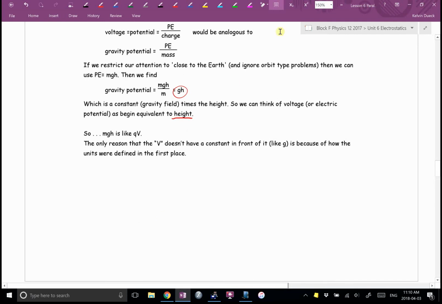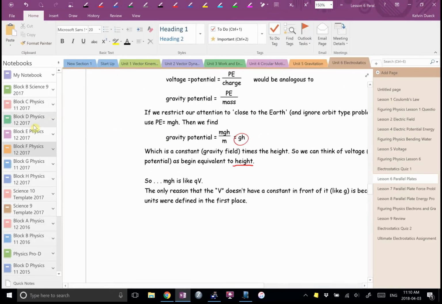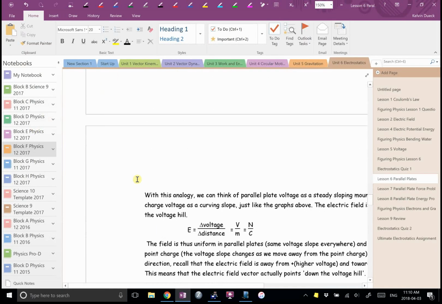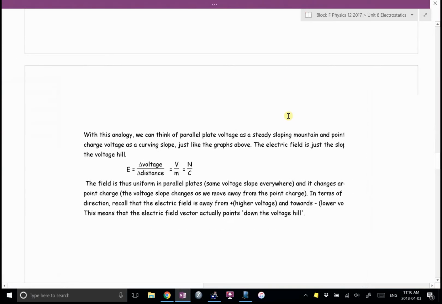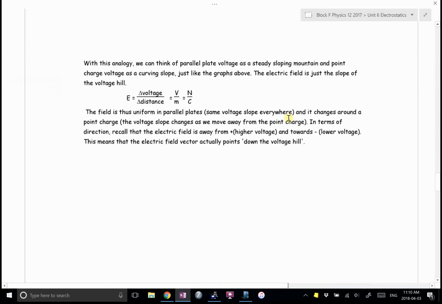What's your homework? Short lesson. Oh, hang on, I'm not done yet, sorry. Almost done. With this analogy, we can think of parallel plate voltage as a steady sloping mountain and point charge voltage as a curving slope that starts out steep and gets shallower, if you really, really want to. And the electric field is just the slope of that voltage hill. So you can sort of think of voltage as height.